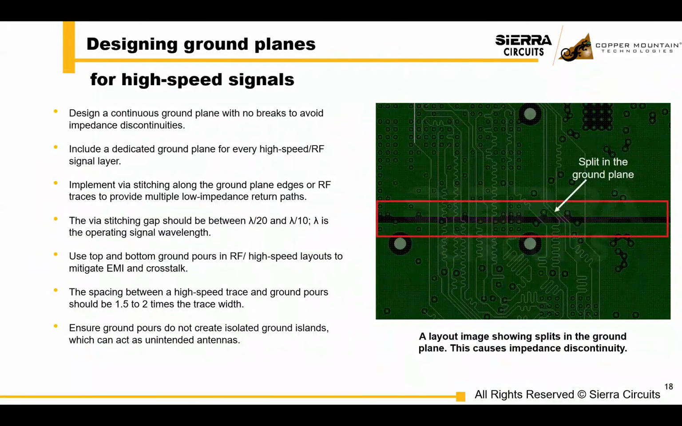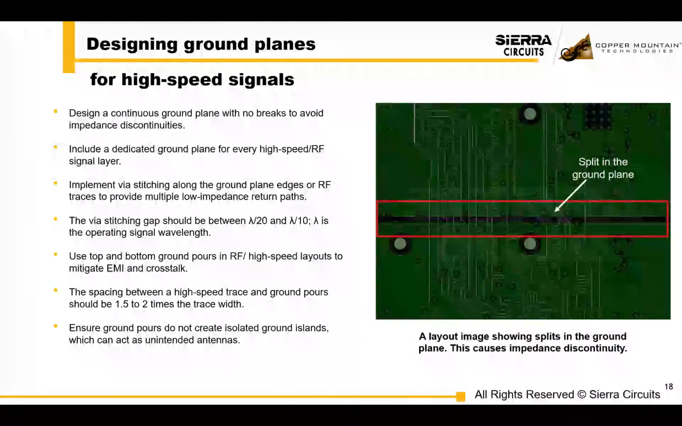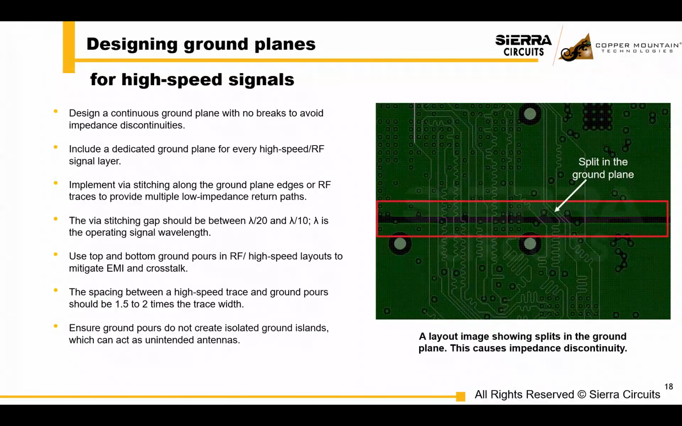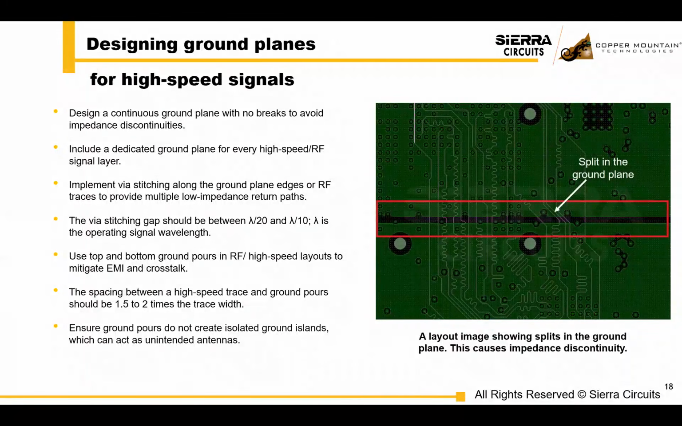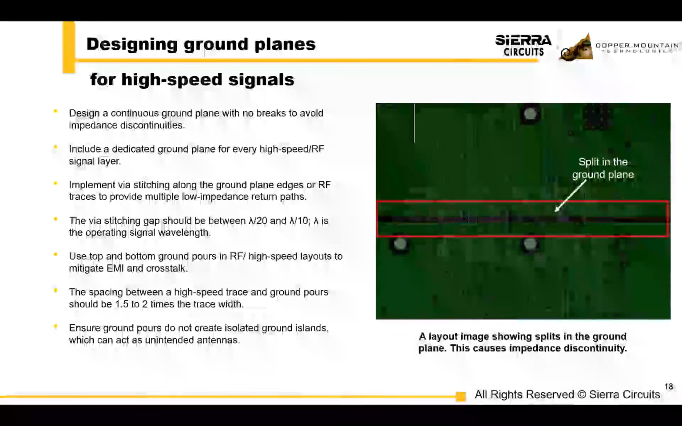So here are some guidelines for doing proper grounding planes for your high-speed signal. Proper grounding is crucial. You want to design a continuous ground plane with no breaks if you can. That's the best way to avoid impedance discontinuities. If you need to, you can also dedicate a ground plane for each critical RF signal layer. That would be the most ideal.